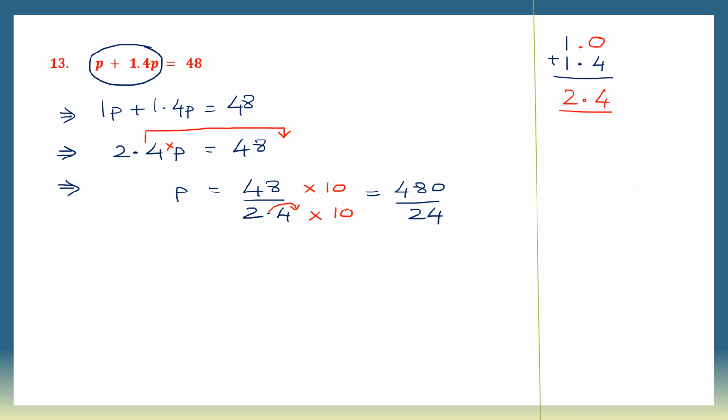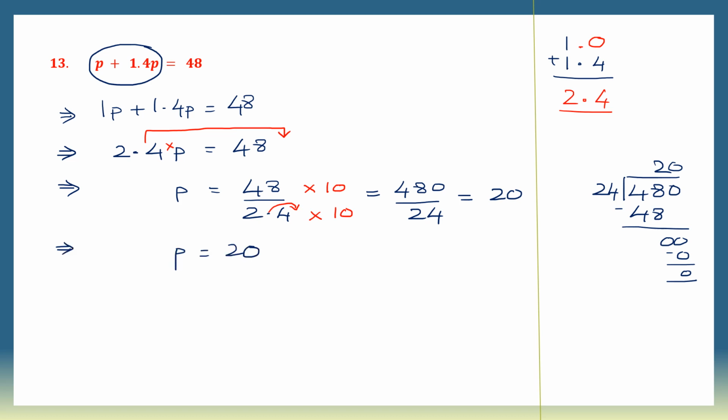So let's do this division. 480 divided by 24. So 24 into 2 is 48 minus, we have the 0 which we can take up. So 0 minus, now we've got 20. So 480 divided by 24 is 20. So we have found the answer. The value of p is 20. So this is our final answer.